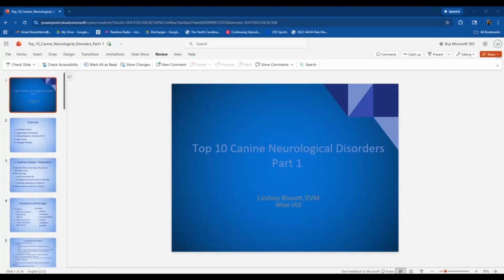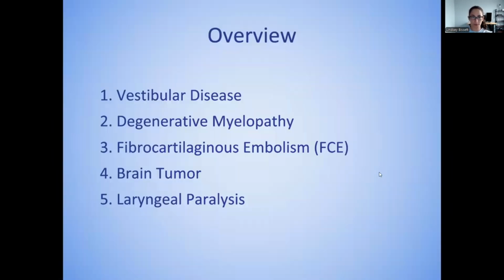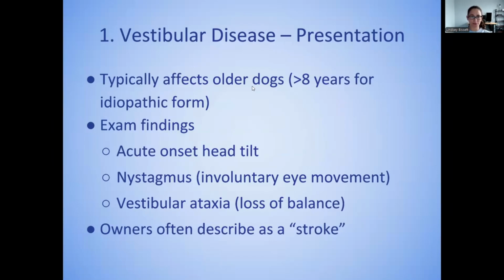My topic today is going to be the top 10 canine neurological disorders. We're going to go over the first five today, and then there will be five more in my next lecture. So today we are covering vestibular disease, degenerative myelopathy, FCE, brain tumor, and laryngeal paralysis.